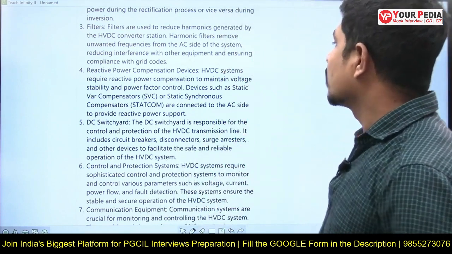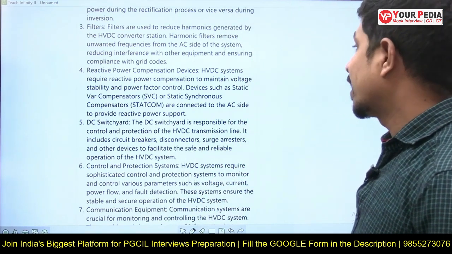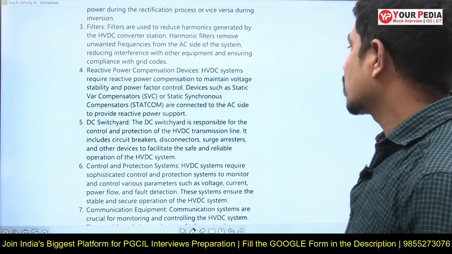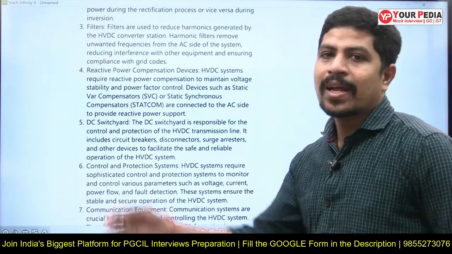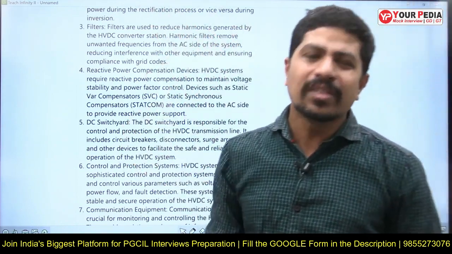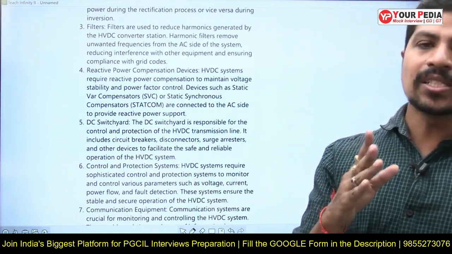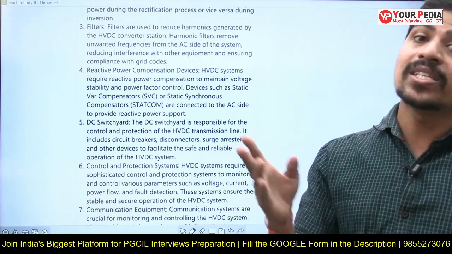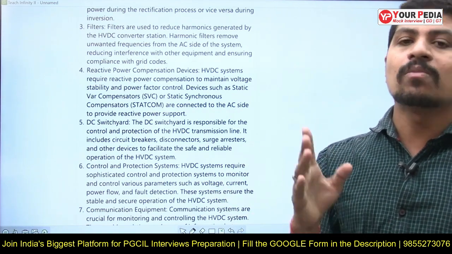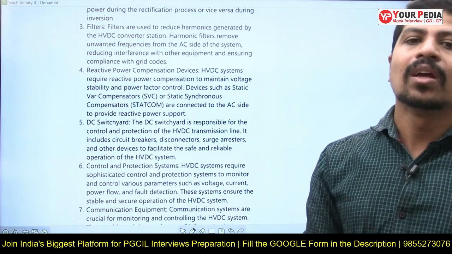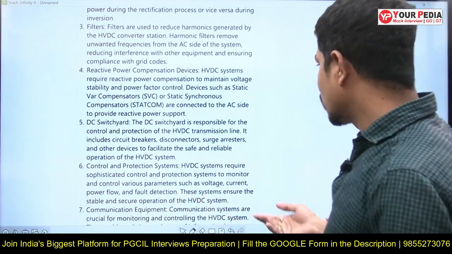Read it. HVDC systems require reactive power compensation to maintain voltage stability and power factor control. Devices such as static VAR compensators or static synchronous compensators are connected to the AC side to provide reactive power support. Yes, at the AC side, not at the DC side. In the DC there is no question of reactive power, but in an HVDC system, at the sending end, suppose we are taking it as DC, at the receiving end it is AC. So to support this reactive power, we have to connect reactive power compensation devices such as STATCOMs, synchronous condensers or synchronous phase modifiers, etc. And that is one equipment.